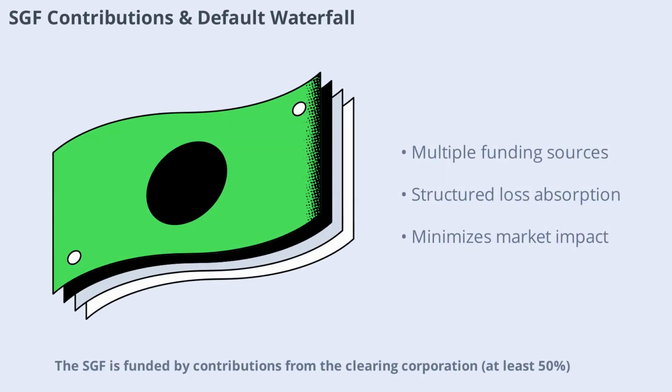SGF is funded by contributions from the clearing corporation, at least 50%, the stock exchange, at least 25%, and clearing members, up to 25%. In the event of a default, the fund is used in a specific order, starting with the defaulting member's assets, followed by insurance, clearing corporation resources, and then the SGF itself. This structured approach ensures that losses are absorbed systematically, minimizing impact on the broader market.